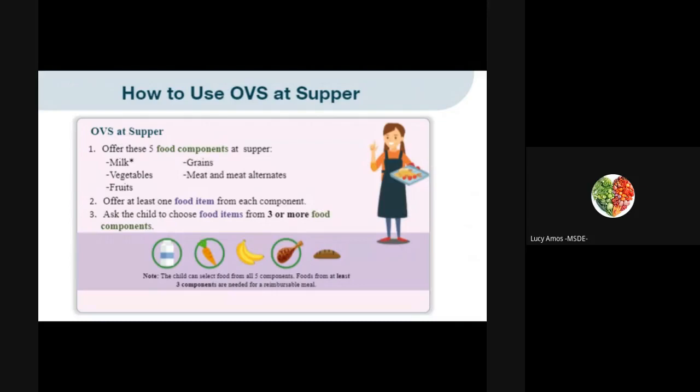In this example, foods from all the components are offered: milk, carrots from the vegetable component, bananas from the fruit component, turkey from the meat alternates component, and a dinner roll from the grains component.